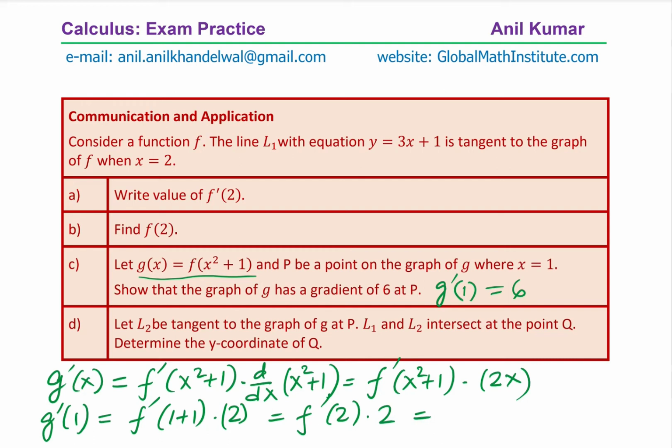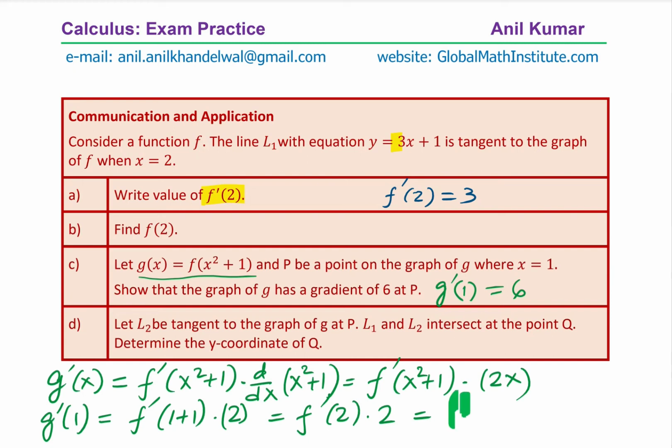So what is f prime at 2? It is given to us as f prime of 2, which we just calculated, which is the gradient, right? So we just calculated that f prime at 2 is 3. So we're going to substitute this value 3 here and then calculate our answer. So f prime of 2 is 3.